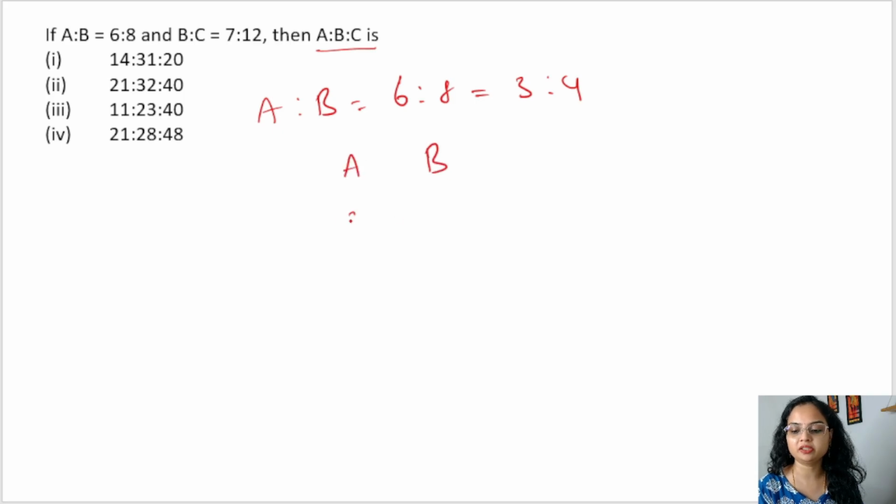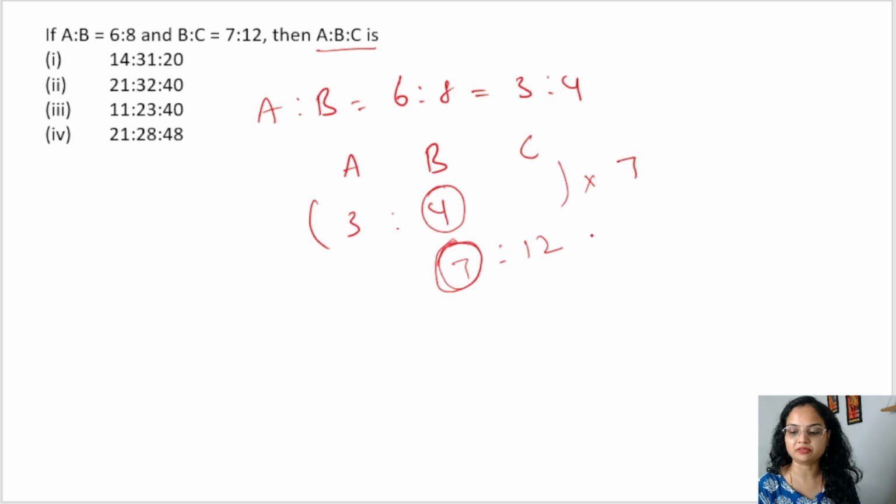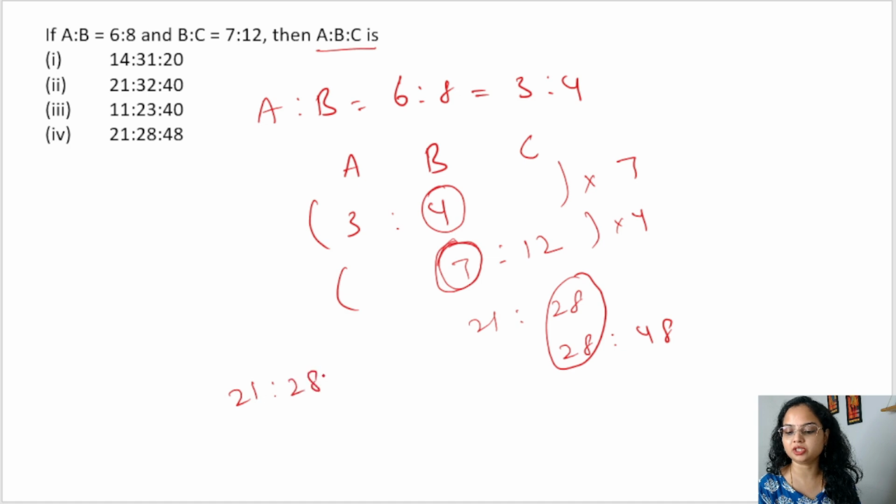A is to B ratio is given as 3 is to 4 and B is to C ratio is given as 7 is to 12. Here we have different values of B in two different ratios. We have to make these values same. How can we make them same? In the first ratio, you multiply with 7 and in the second ratio, you multiply with 4. You'll get 21 is to 28 and 28 is to 48. Now we have same values of B. So the ratio is 21 is to 28 is to 48.